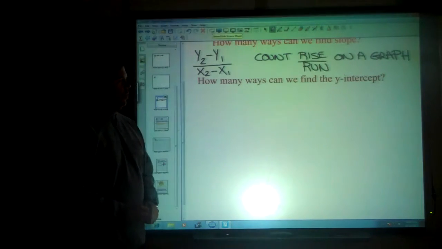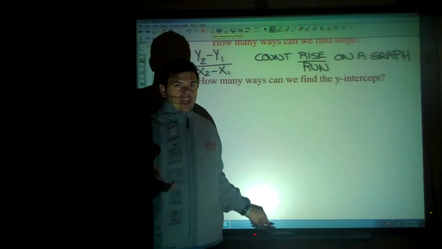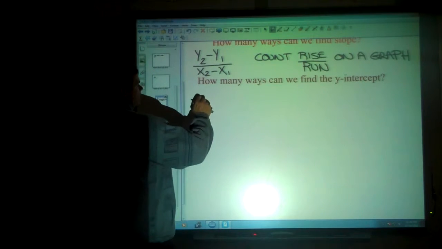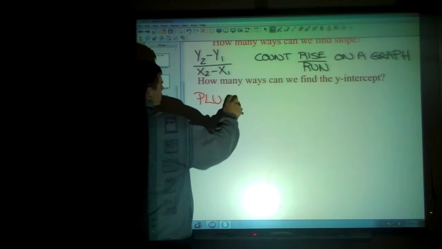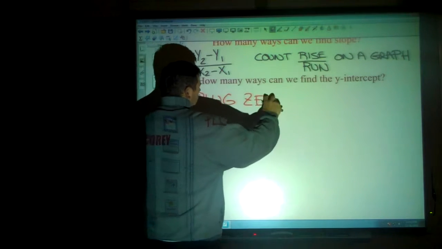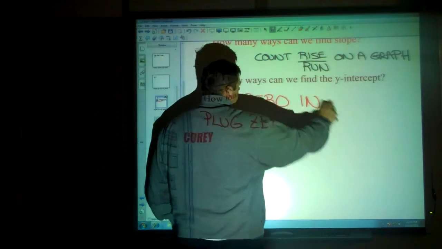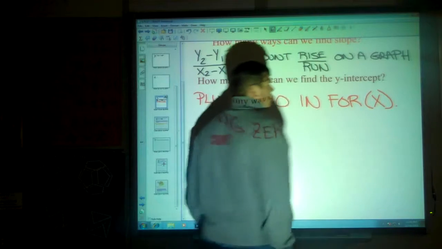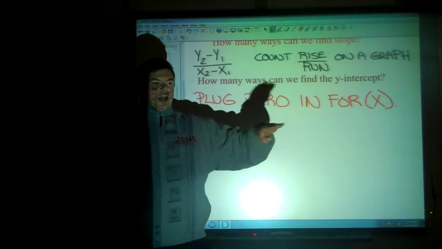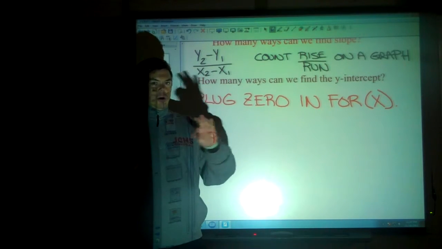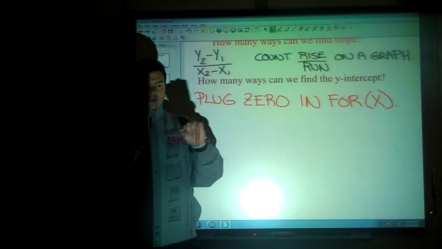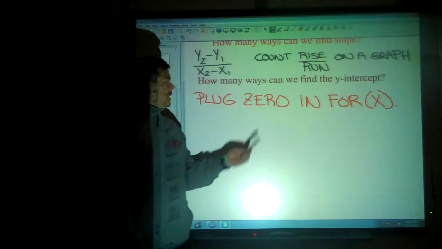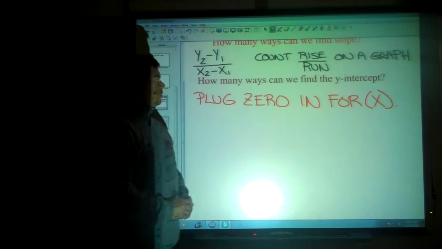And how many ways can we find the y-intercept? Well, once again, we could have the y-intercept given to us. That's one method. Or we could substitute, we could plug 0 in for x. Remember, when you're on a graph, if you have a 0 for x, you're going to be right in the middle on the y-axis, on the y-intercept itself. So 0 for x would give us the y-intercept.